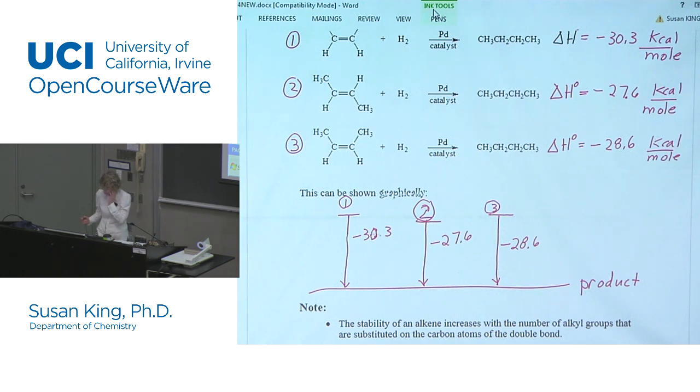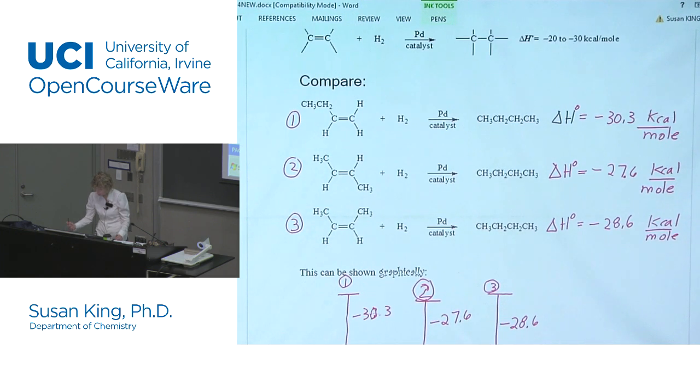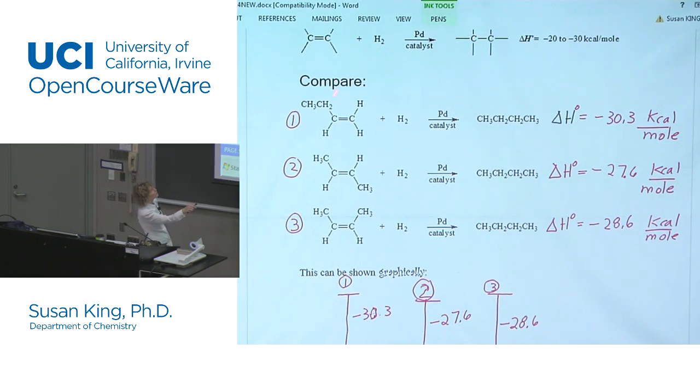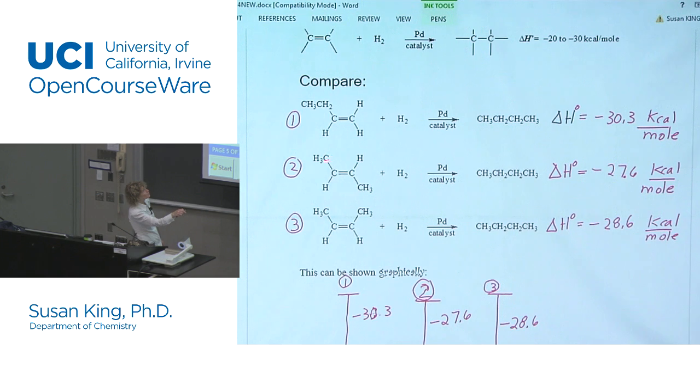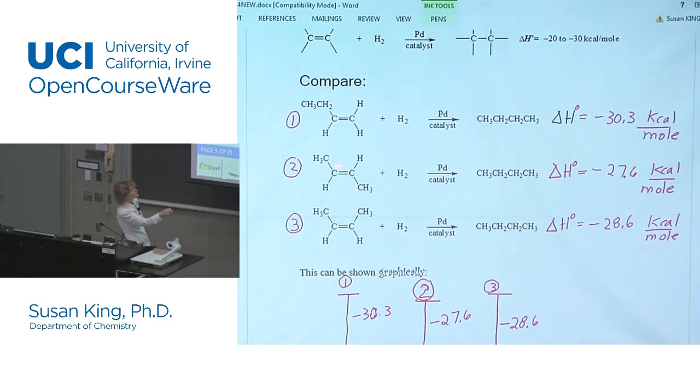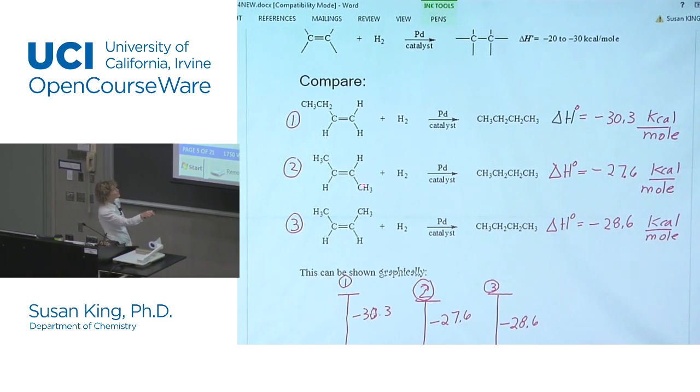Okay, and it turns out that the stability of an alkene increases with the number of alkyl groups that are substituted on the carbons of the double bond. So if we move this up a little here, we can see that for the first one, we have 1 R group bonded to the alkene right here. The second one, we have 2 R groups bonded to the alkene. That's going to make that more stable.